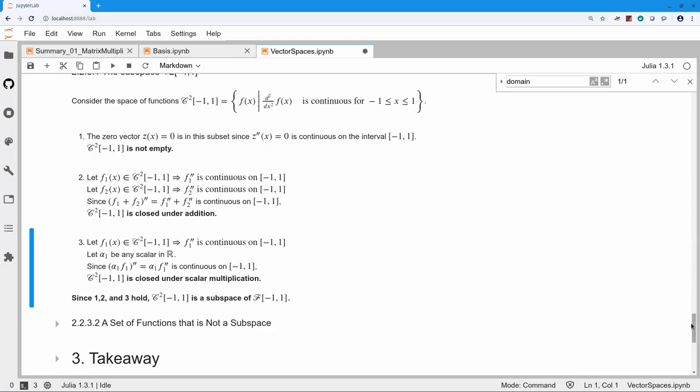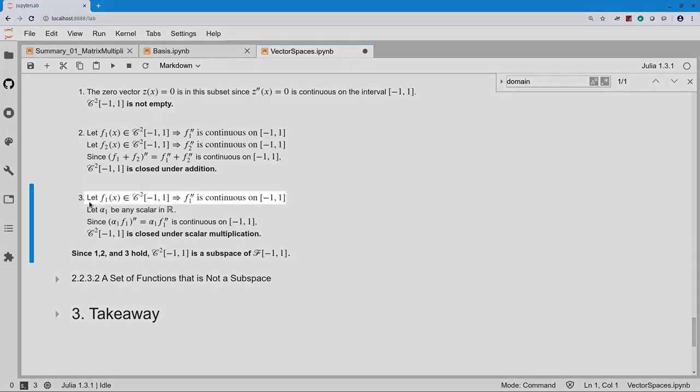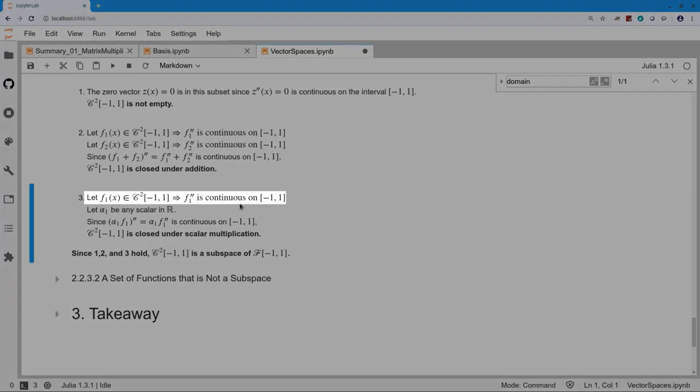How about scalar multiplication? We pull a function f1 that's continuous, its second derivative is continuous, we pull a scalar alpha 1 in R, and we have to look at alpha 1 f1. Compute the second derivative. We know that's alpha 1 times the second derivative of f1. A continuous function times a constant is indeed continuous, and so yes, our set is also closed under scalar multiplication.